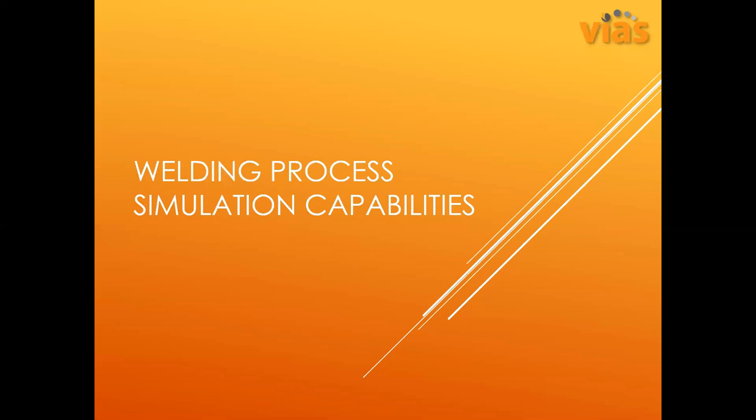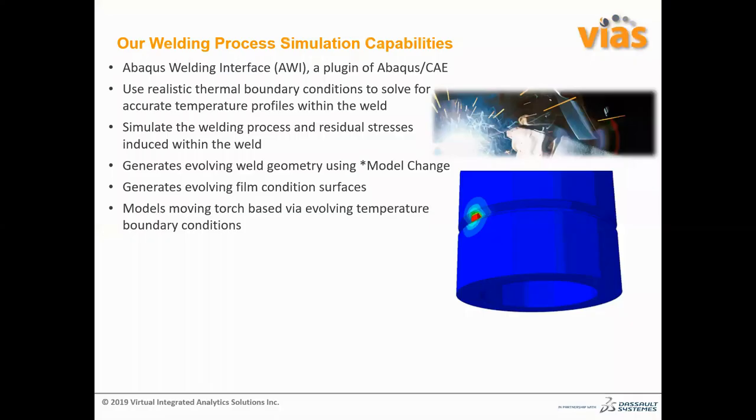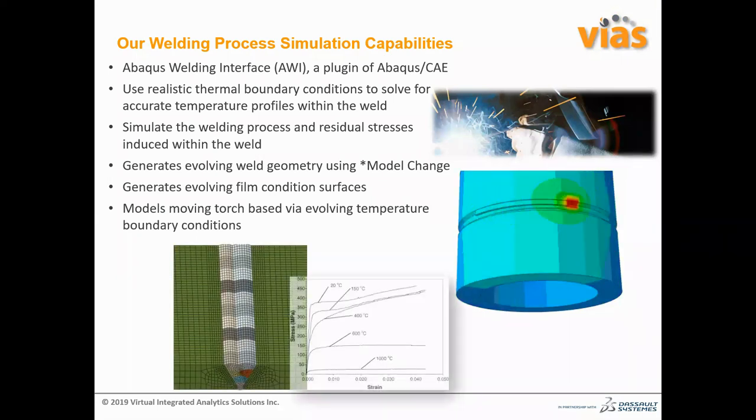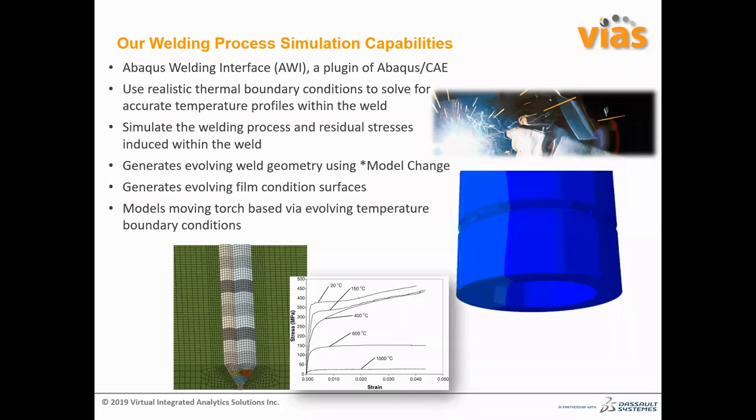So all this gives you a pretty handy tool. Of course, validation is very important, and we'll talk about that. There is the Abaqus Welding Interface, or AWI. It's a plugin available for Abaqus CAE. It uses a realistic thermal boundary condition to solve the temperature profile within the weld.